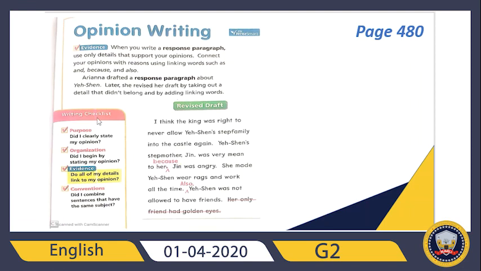Her checklist is, you have to always check when you are also writing opinion writing. Did I clearly state my opinion? Did I begin by stating my opinion? Do all of my details link to my opinion? Did I combine sentences that have the same subject? So see, let us go. This is her revised draft. Let us read her final copy.